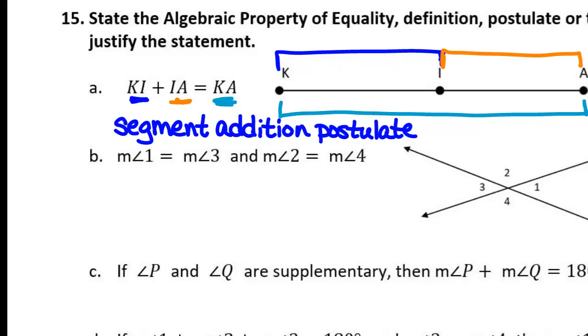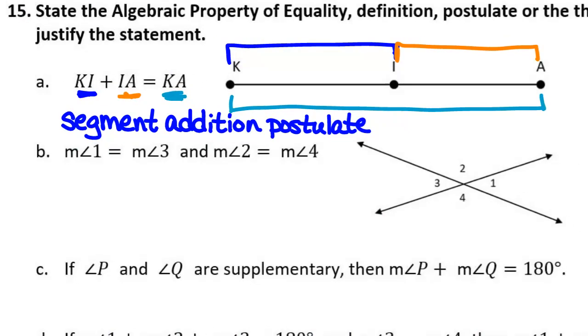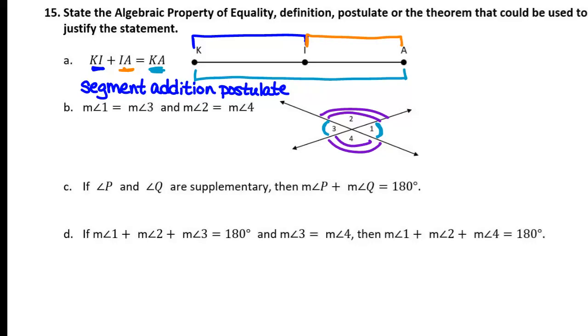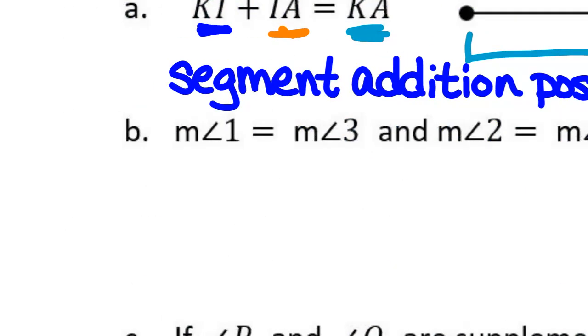Part B, it says that the measurement of angle 1 is equal to the measurement of angle 3. So these 2 angles, it's telling me, are the same size. And then the measurement of angle 2 is the same size as the measurement of angle 4. What would allow me to make that statement? Vertical angles theorem, yes.